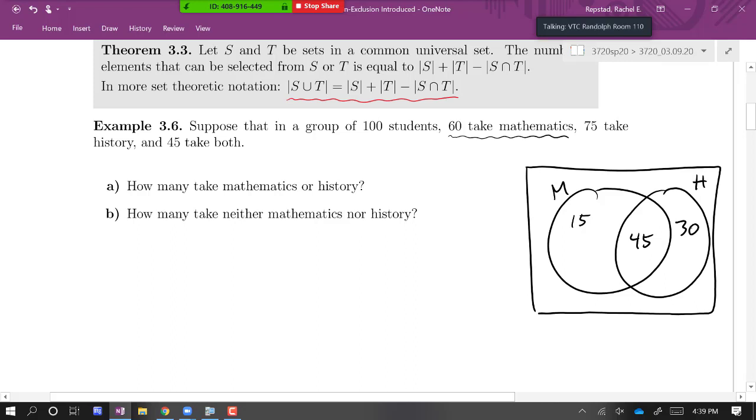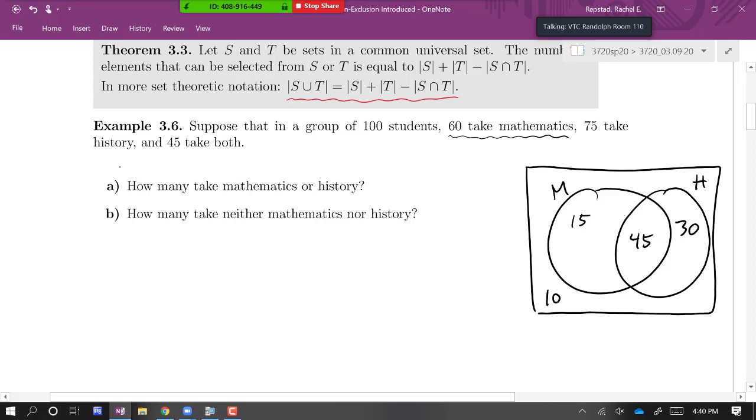Now, if we add all of those up, we get 90. So not everyone's accounted for yet. Because there are 100 students total. Where are those 10 students? What do we know about them? They're not taking math or history, so I think they're outside. Yep, so those 10 students go out here. They're not taking math or history.